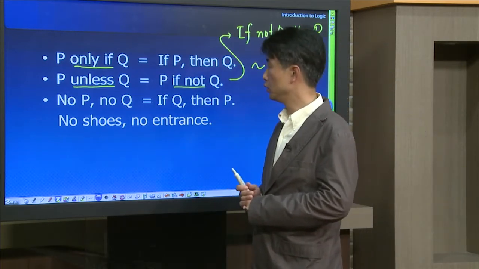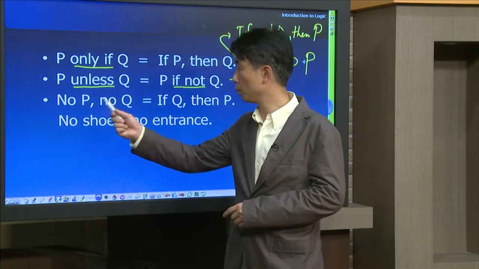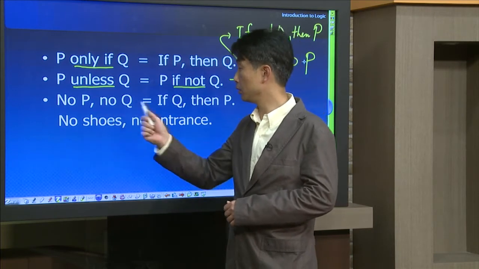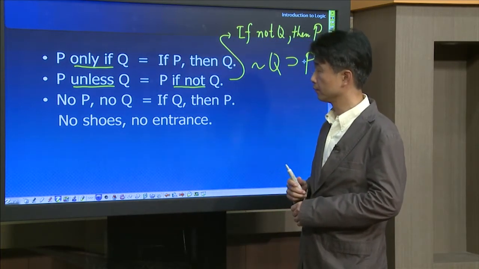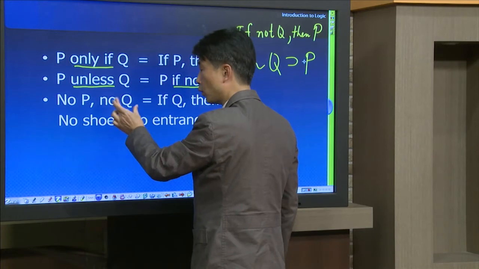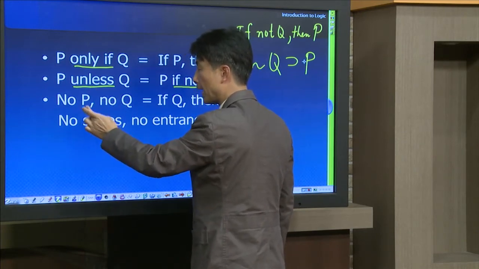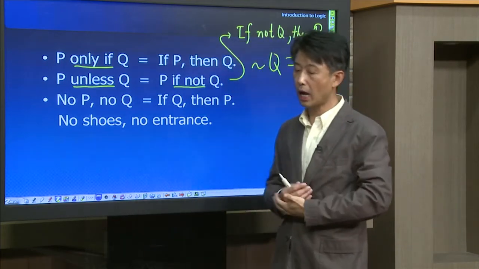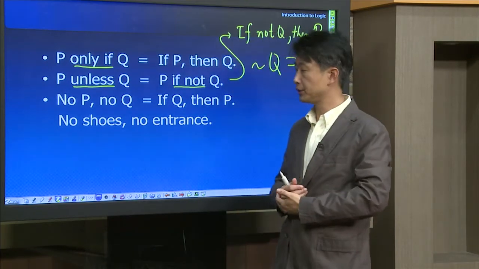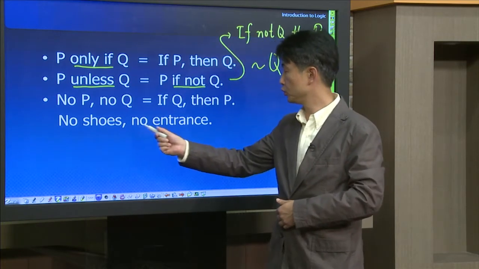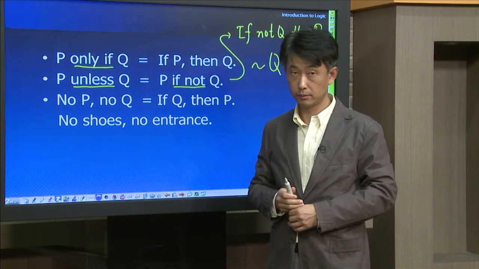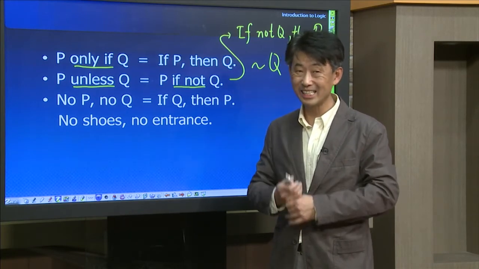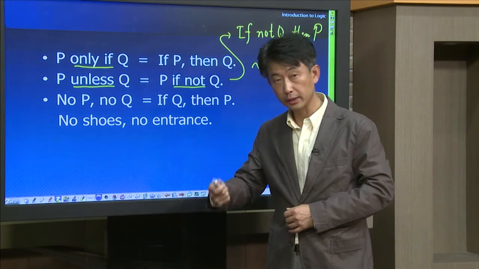We also use the expressions "no P, no Q." And this is equivalent to saying "if Q, then P." When you say "no P, no Q," P specifies a necessary condition. So for example, when you enter a restaurant, on the door, it may say "no shoes, no entrance." Now this means that wearing shoes is a necessary condition for you to enter the restaurant.